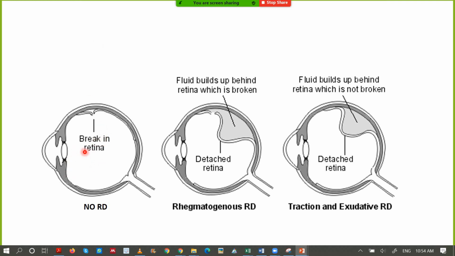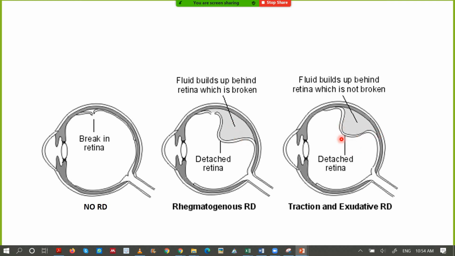So at the start there is a breakage and there is no retinal detachment. In a rhegmatogenous detachment, the liquid contents, the vitreous contents, go in through this break and form a cavity here. That is going to detach the RPE and the retina, and this is called rhegmatogenous. This is a primary condition.